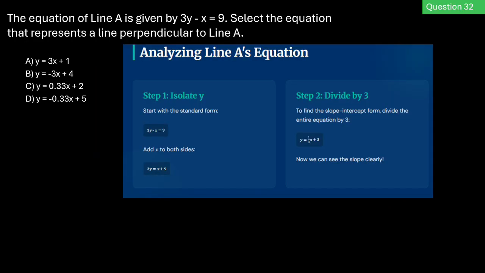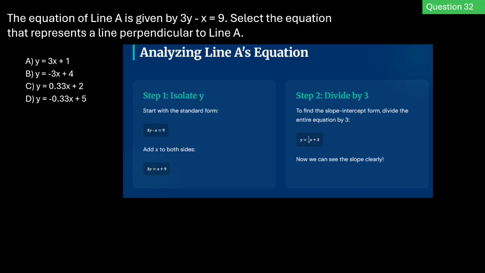Now let's look at the equation where we are given line A. Here's the major trap for this problem. It is tempting to just look at the number in front of x or y and guess the slope. But this equation is written in standard form, not slope-intercept form. So to safely find our slope, we must first isolate y and convert it into y equals mx plus b.